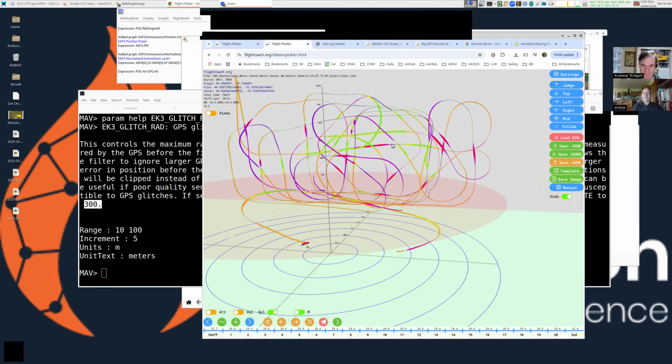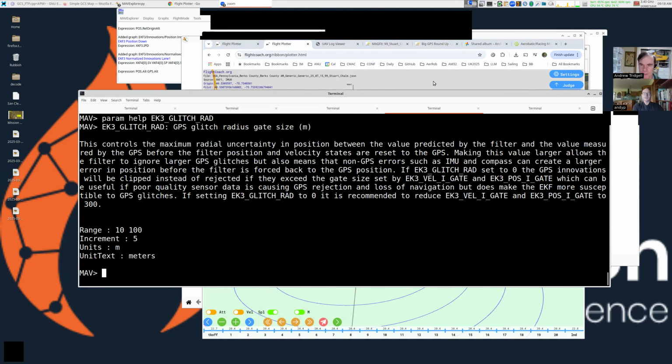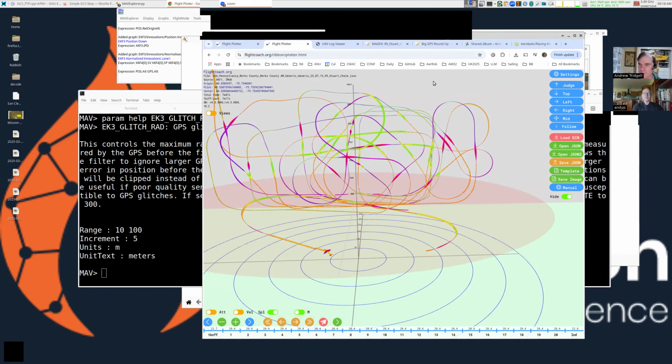He would probably get much smoother results. He'd probably be happier with it if he just set that parameter to 0, which is a new parameter since when we first started integration of ArduPilot and FlightCoach.